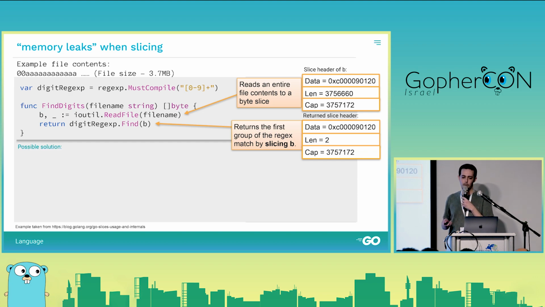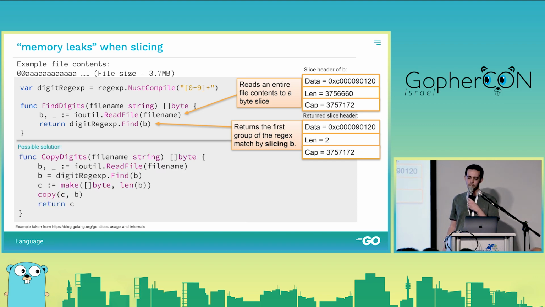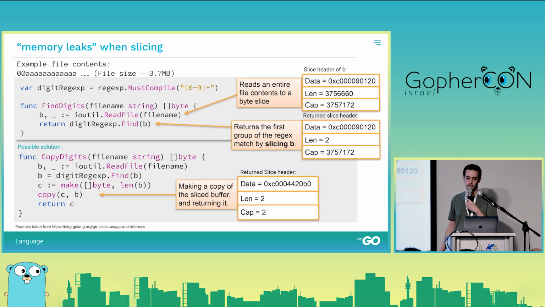So a possible solution to that is to make sure the file contents array isn't referenced anymore. We'll just allocate a new buffer with a reduced length and copy our slice result to it. By that, we get a new slice header, which points to a different backing array, and this backing array only holds these two zeros that we want. So after the function ends, the file contents array will no longer be referenced, so eventually it will get garbage collected.